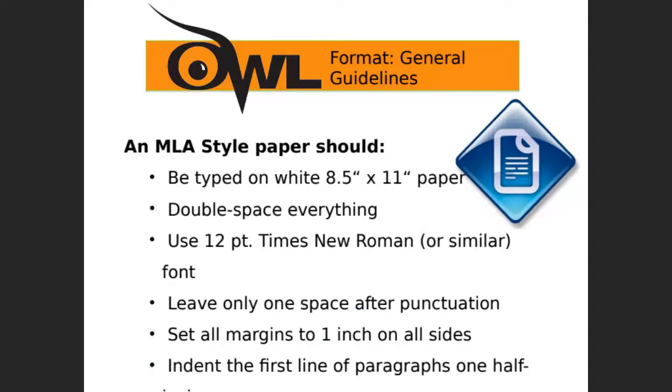There's a certain uniformity, and if you can follow those rules, that shows a lot about your character as a student. So, basic things: it must be typed on white 8.5 by 11 inch paper. It has to be double spaced everything. Just use 12-point Times New Roman. You can use similar clear fonts like Arial or Calibri, but 12-point Times New Roman is something that's accepted widely. Leave only one space after punctuation. So when you put that period, use one space after, just to identify each sentence.